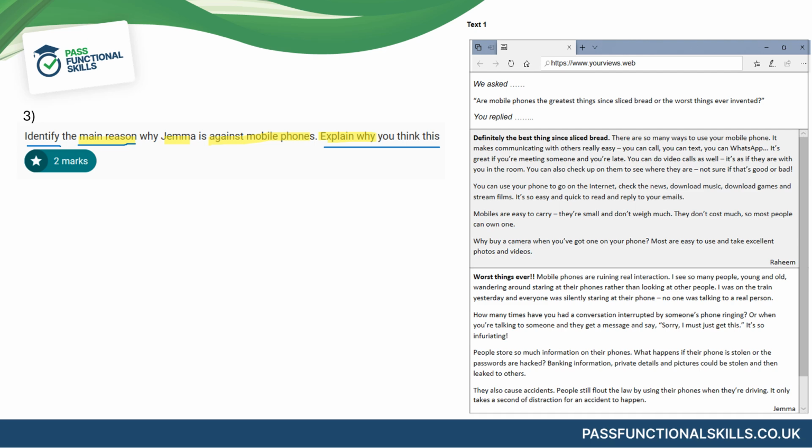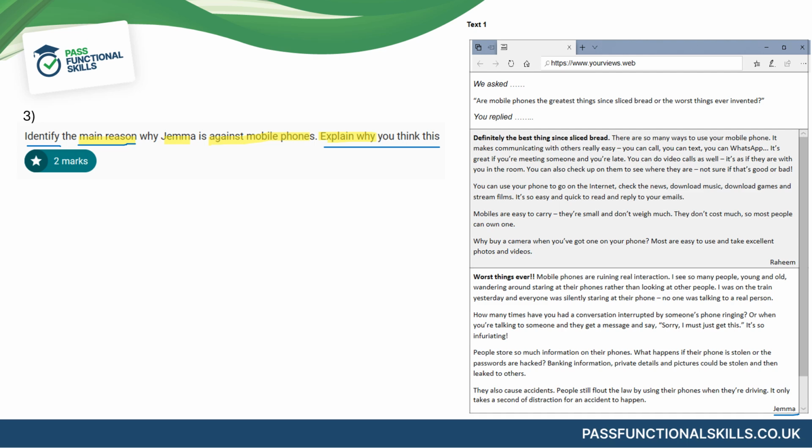Do they link other things to this point? So give examples and link those examples to one point. That could indicate that it's the main reason or the most important reason to them. And are there any organisational features that point us towards that reason? So is it in bold or anything like that? Now, if we look in Gemma's contribution, remember we're only looking at Gemma here and we're working out the main reason why she's against mobile phones.